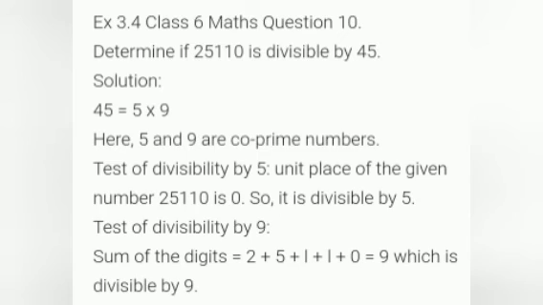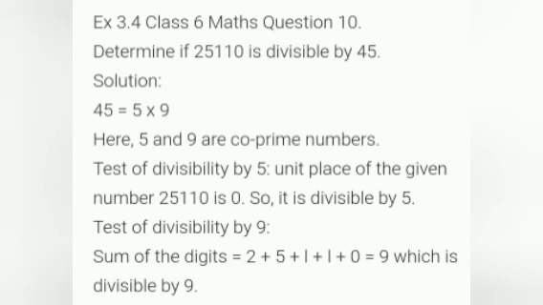Determine if 25,110 is divisible by 45. We have to see whether it is divisible by 45 or not. So 45 is 5 times 9. So here 5 and 9 are co-prime factors. Yes, we know. What is the divisibility test for 5? What should be in the unit place? 0 or 5 should be there. So in the given number 25,110, 0 is there. So it is divisible by 5.